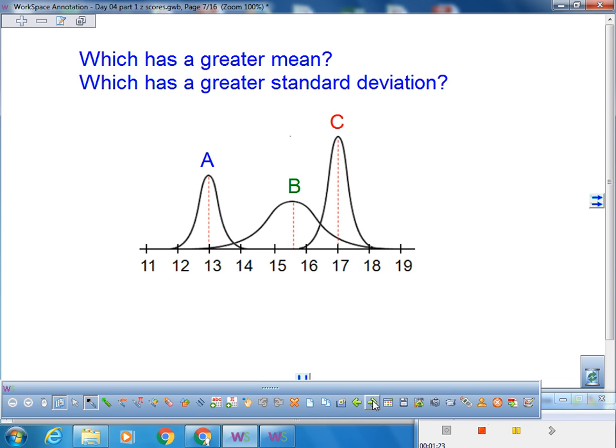Which has a greater mean? Wow, we don't have common consensus. C has the bigger mean. It's taller, right? Is that 17? 17 is the mean for this one. The mean on this one is 15.5. The mean on this one is 13, right? Which one has a greater standard deviation? Good. B has larger spread.